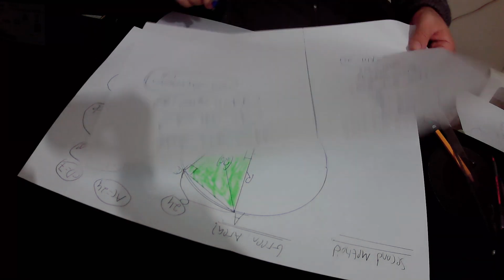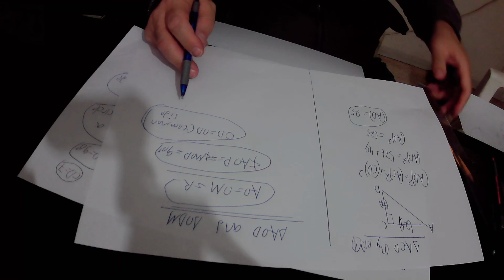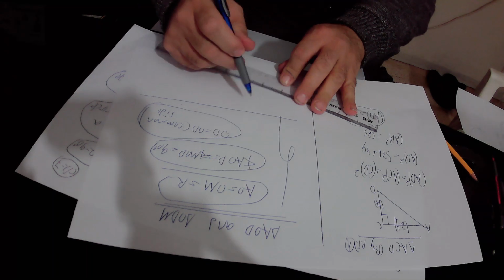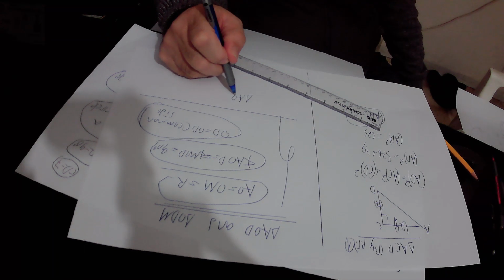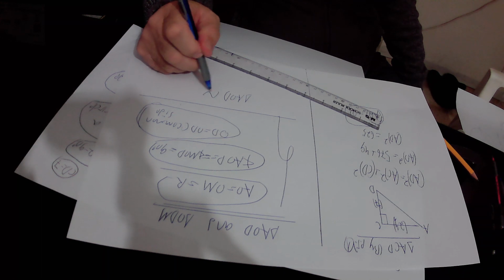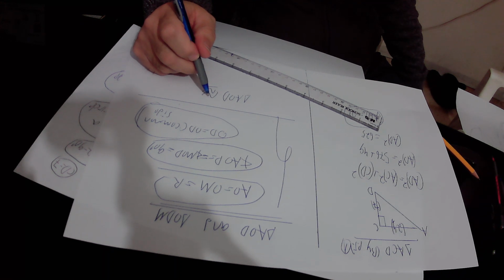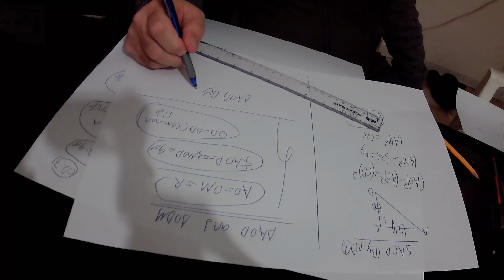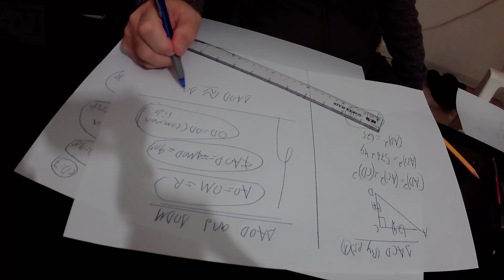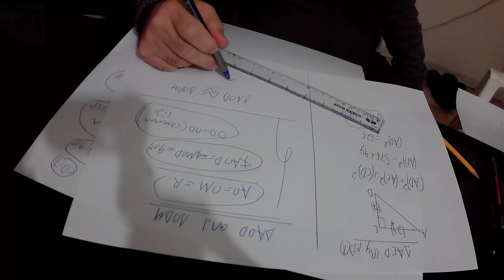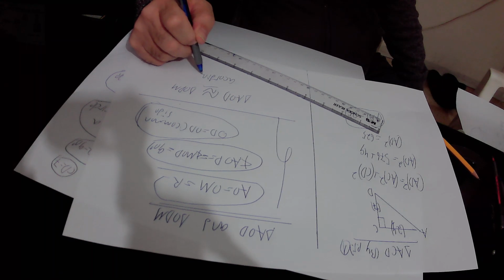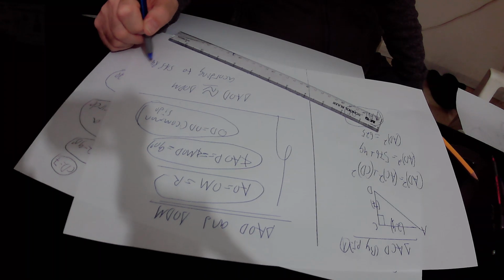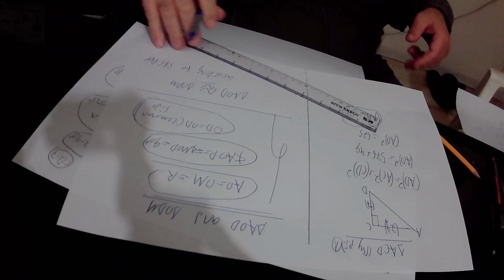Repeat again. OD equals itself. It's a common side that belongs to both triangles. We actually proved that the green triangle AOD is congruent to the right triangle ODM according to the side-angle-side rule. I'll explain what I mean.